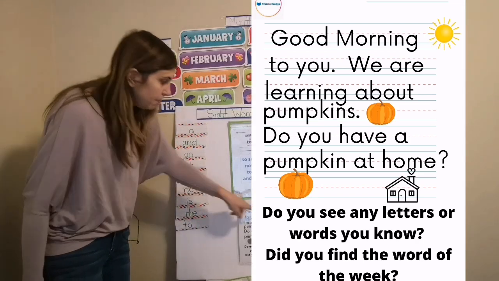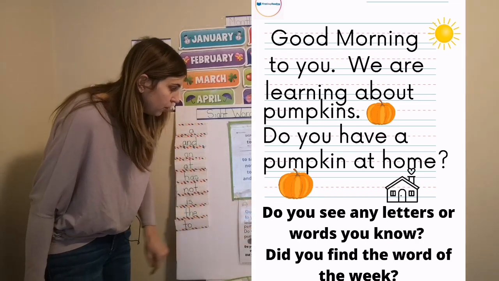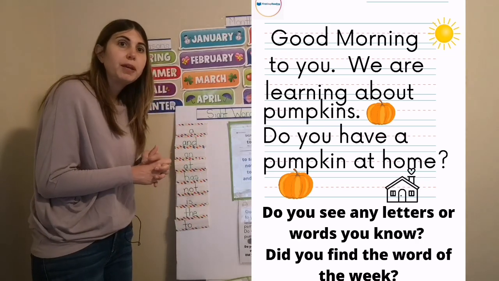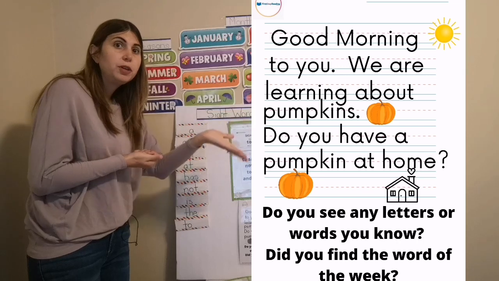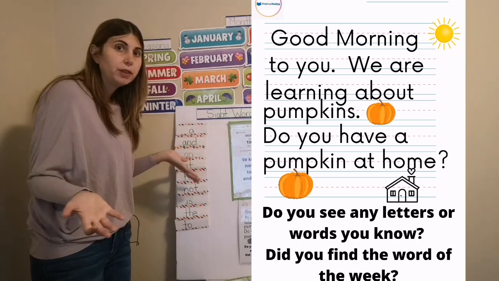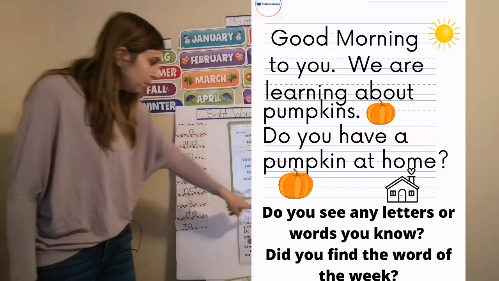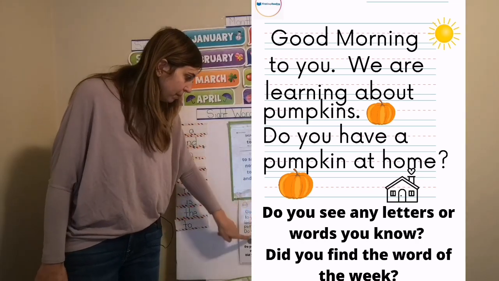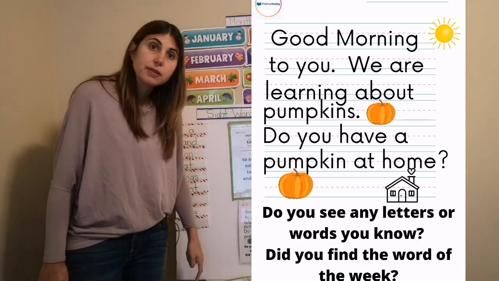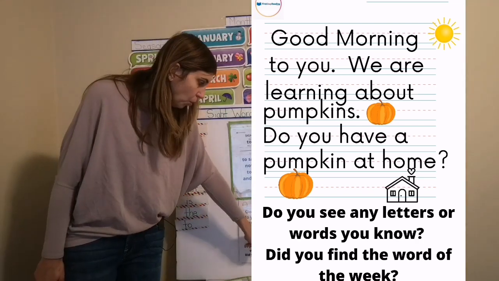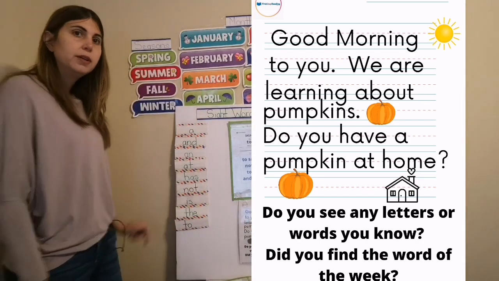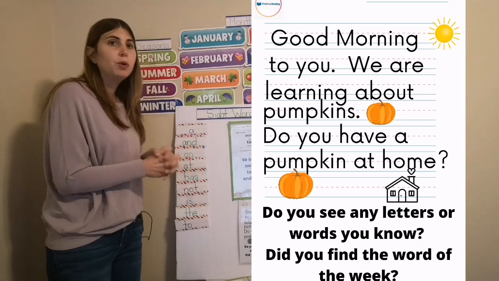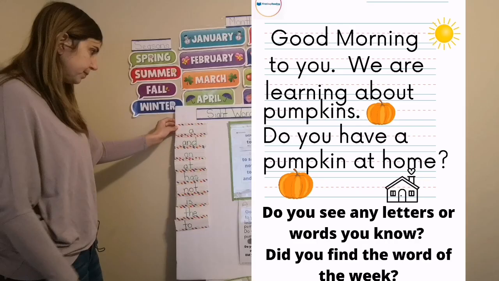Also, you'll notice I put pictures next to some of the words to help you. Because when you're reading, sometimes you can look at the pictures in a book that will give you clues about what the story is about. So I put a sun next to good morning. And I put pumpkins next to the word pumpkin. And I put a home under the word home. Just to practice looking at the pictures, which will help you know about the story. Okay?